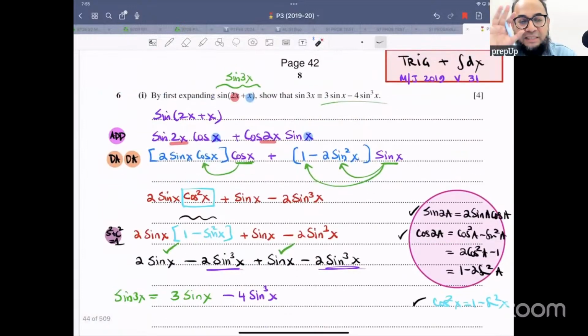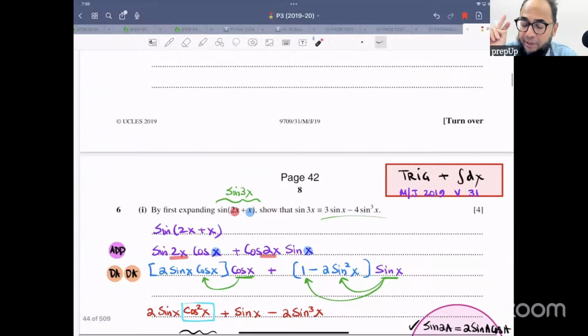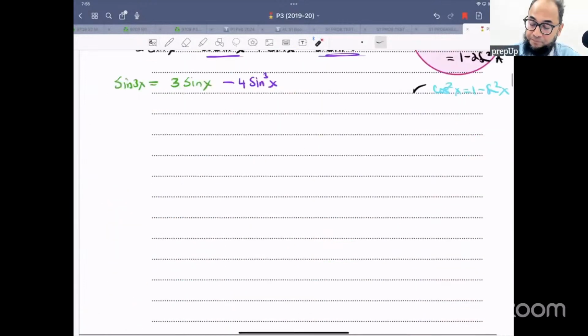So basically, what is trigonometry? Trigonometry is applying the right formula, the right identity at the right time, with a lot of algebra. So it's not just about the identities, it's about algebra also. As we have seen in that previous question, a lot of algebra was there.